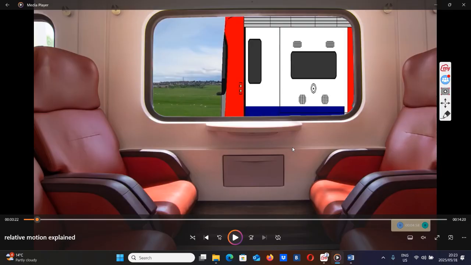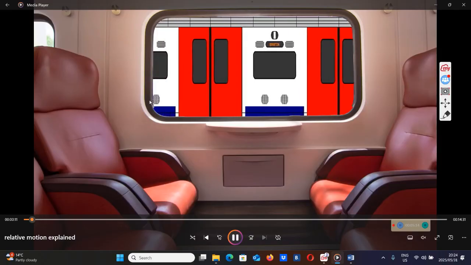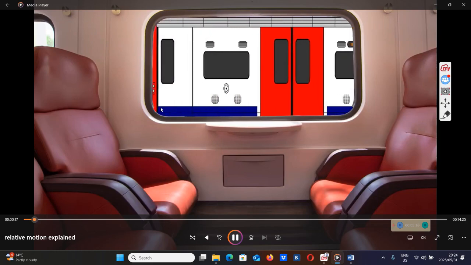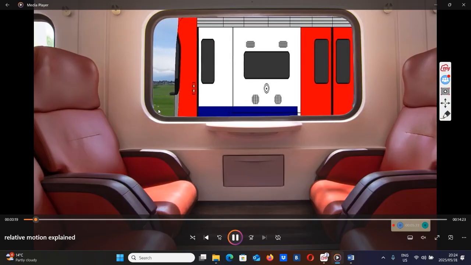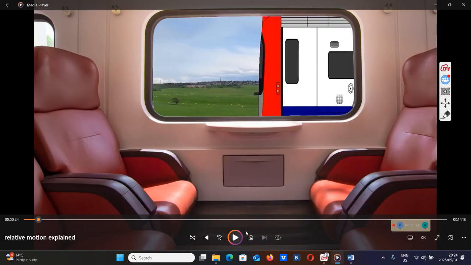So in this case, we're going to say train B or the ground or the buildings. Let's check the ground and the buildings and the trees. When you check them, they appear to be moving. They appear to be moving to the right hand side. So in this case, the trees and train B will have what you call the relative velocity.